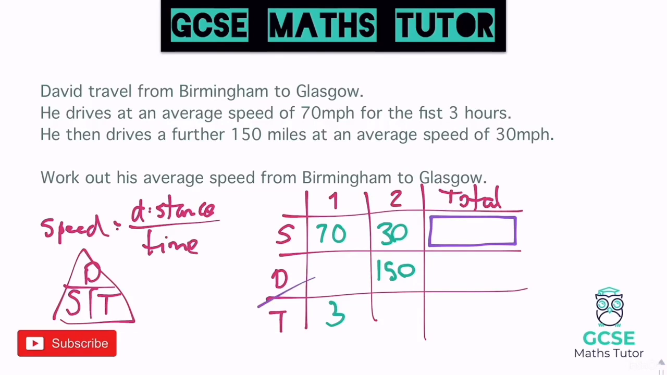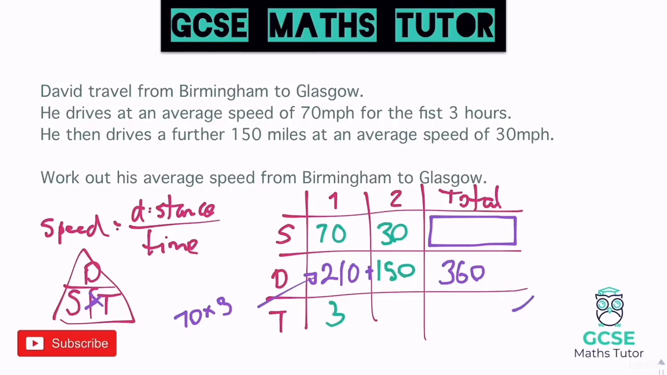So this first distance here, let's see if we can work that out. So looking at our formula triangle, distance is speed times time. So we can do speed times time to work out that distance. So 70 times 3, the speed of 70 times 3, says it will go 210 miles. So again, we can add these together to get a total distance at the end there, because that would be 360 miles in total that he's got to do.